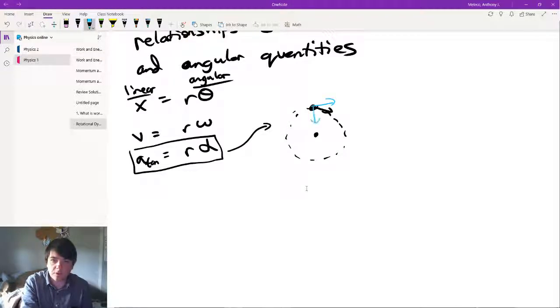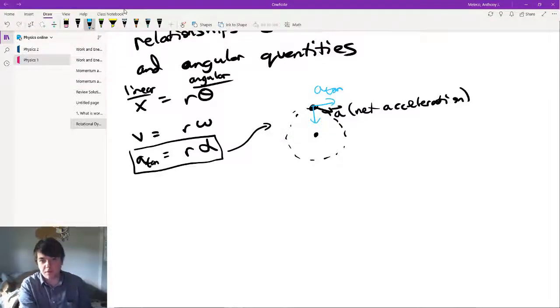Okay, so this is your net acceleration. This is the result of these two. This is your tangent acceleration, and this is a function of your rotational acceleration multiplied by your radius. So if you have a smaller radius, that will change your tangent acceleration, and if you have a bigger one, it changes again.